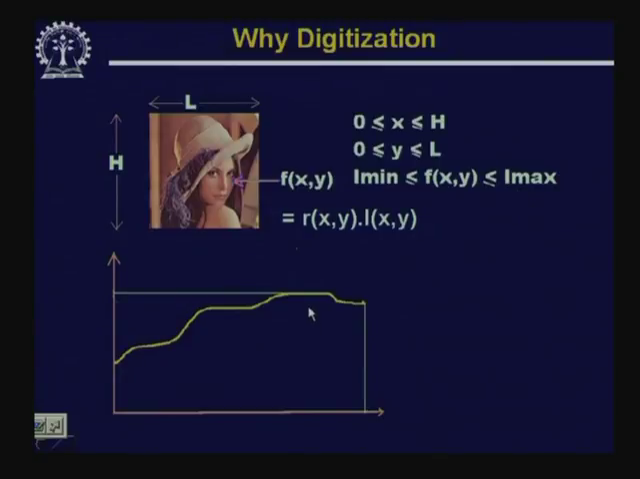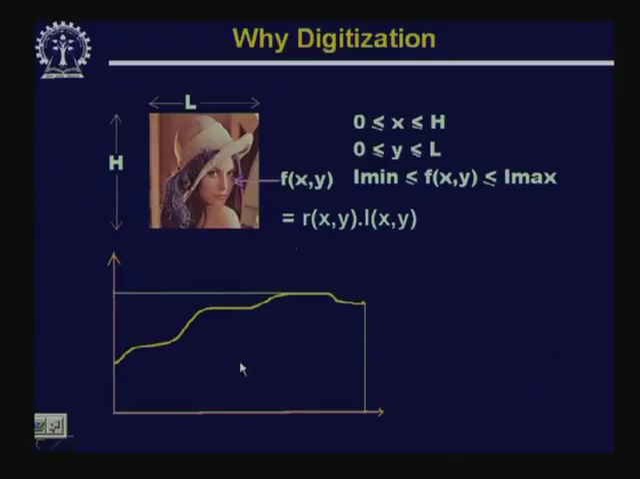Now, find the second figure in this particular slide. It shows that if I take a horizontal line on this image space and plot the intensity values along that line, the intensity profile will be something like this. It again shows the minimum intensity value along that line and the maximum intensity value along the line. So, the intensity at any point in the image, or along a line, whether horizontal or vertical, can assume any value between the maximum and minimum.